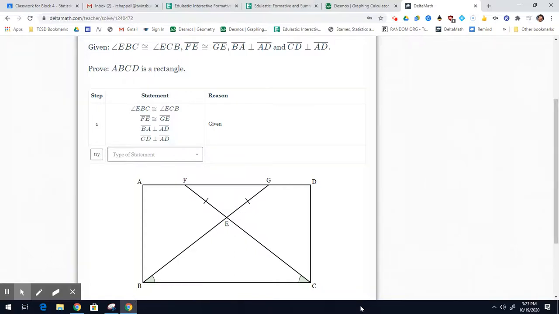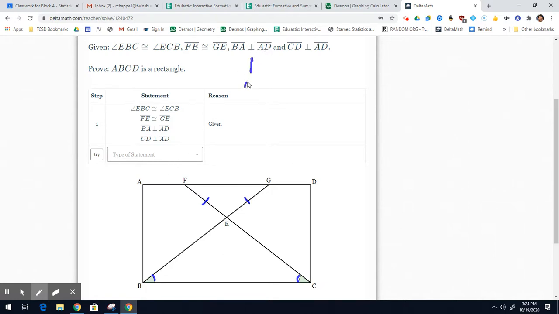All right, second one here. So I'm trying to change it up. Involves a rectangle. So we have in this picture, angle EBC is congruent to angle ECB. EBC, ECB. We also have FE is congruent to GE. And we have BA is perpendicular to AD.